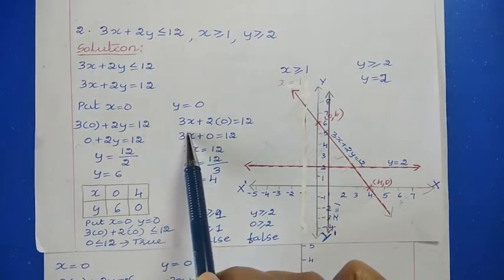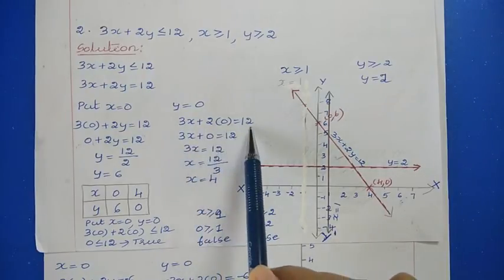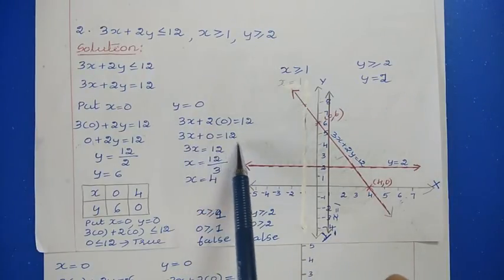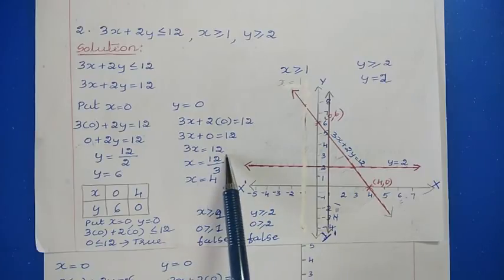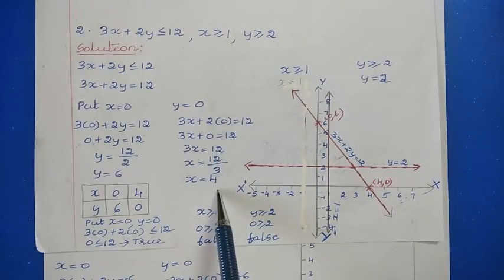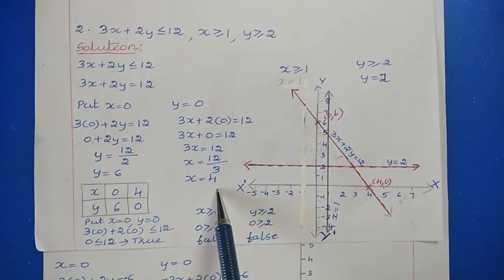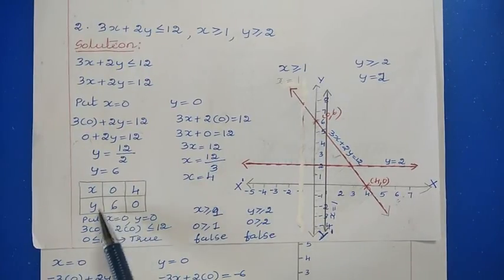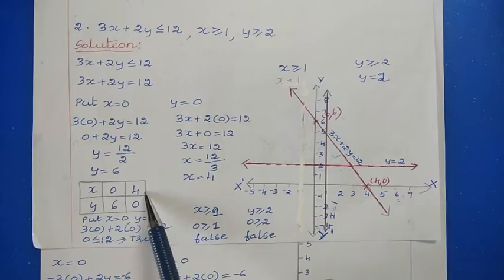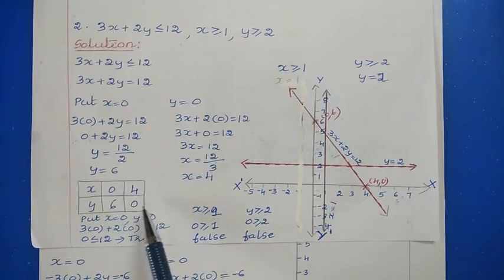So we get here 3x plus 2 into 0 is equal to 12. 3x plus 0 is equal to 12. 3x is equal to 12. That is x is equal to 12 divided by 3. So x is equal to 4. See here we got two solutions. One is x is equal to 0 and y is equal to 6. Another solution is x is equal to 4 and y is equal to 0.